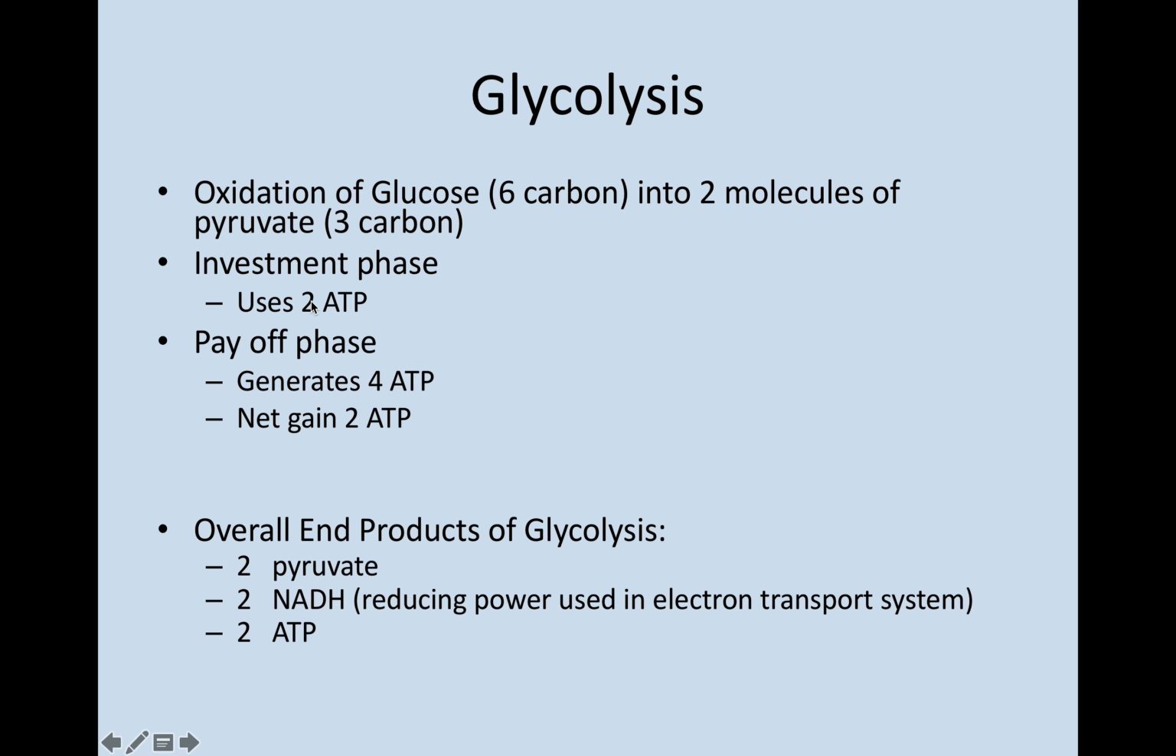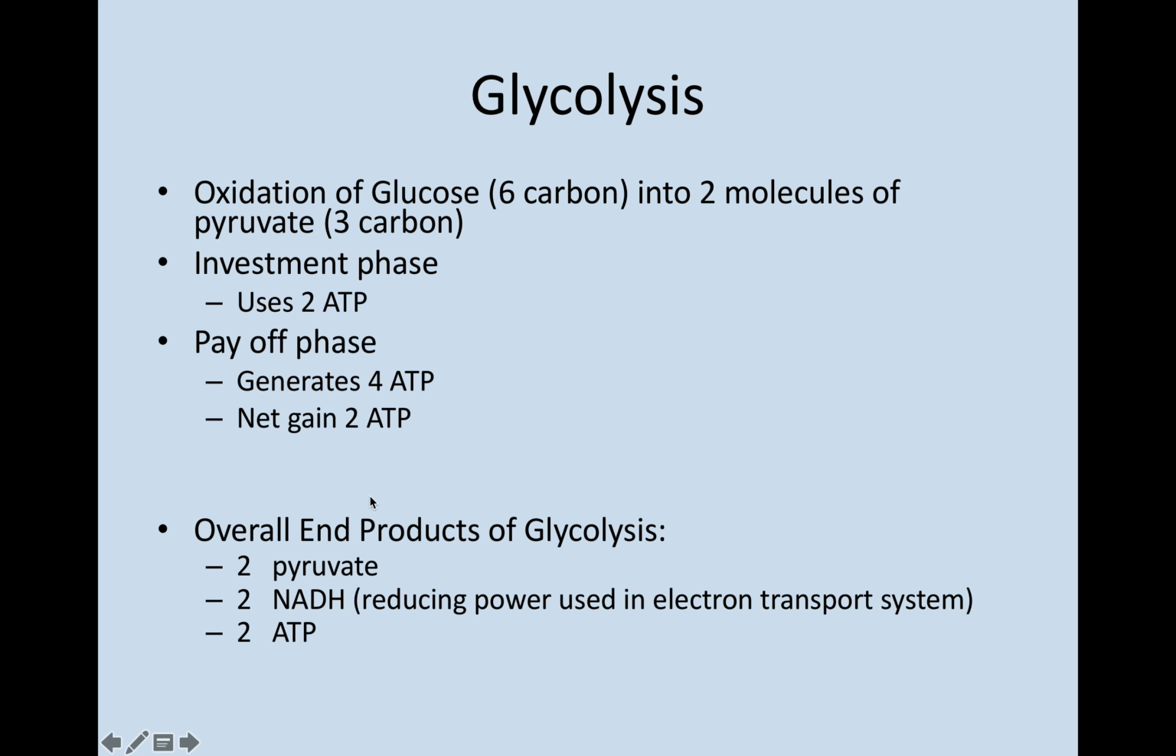In order to split glucose, we have to use some energy. 2 ATP are invested. However, we are going to have a payoff phase. We're going to generate more ATP than what we actually use. So we're going to generate 4, but since we used 2, we're going to have a net gain of 2. Okay. In order for metabolism to work, you have to have a net positive gain of ATP. Otherwise, you're not going to last that long.